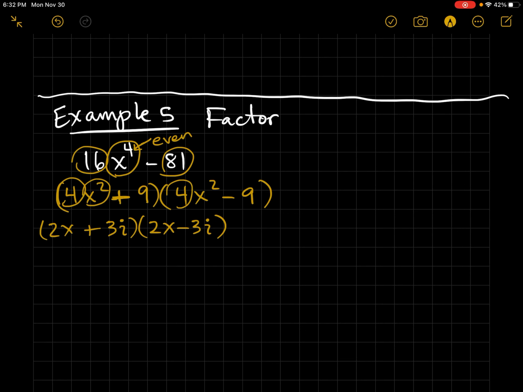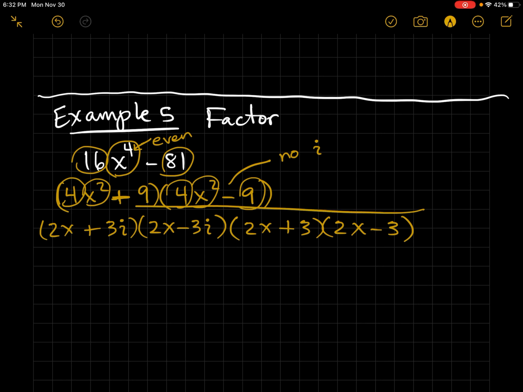And now I'm doing square roots again. Square root, square root, square root. So this part is going to be 2x plus 3, 2x minus 3. I don't need the i's because it's subtraction. Subtraction, no i. It's just when you have the plus sign that you need the i. So I'm all done with that. And we could multiply all that stuff and distribute and combine like terms, and we'd get right back here.